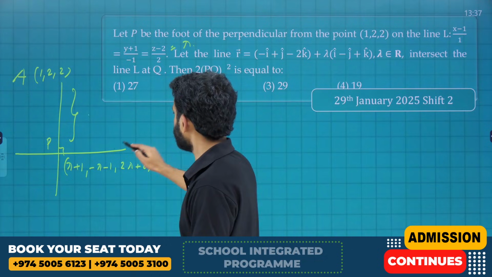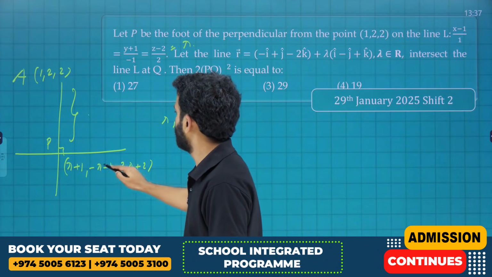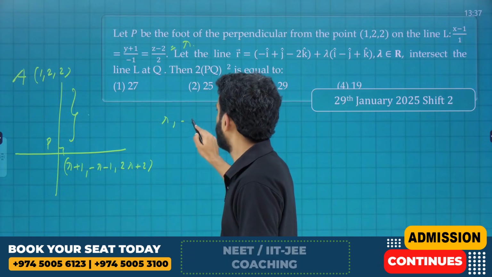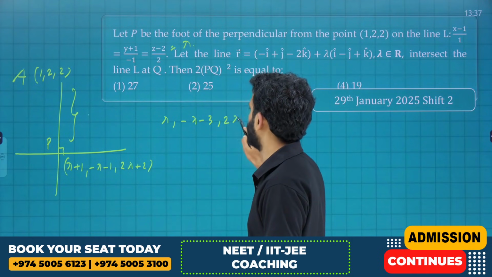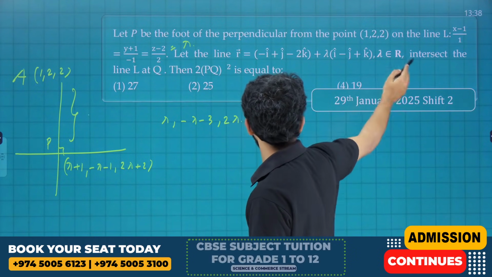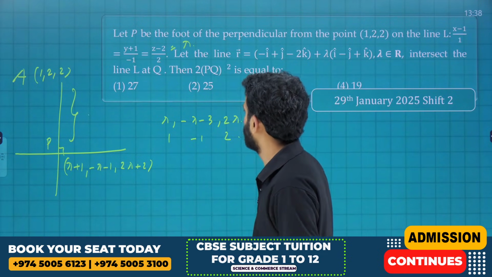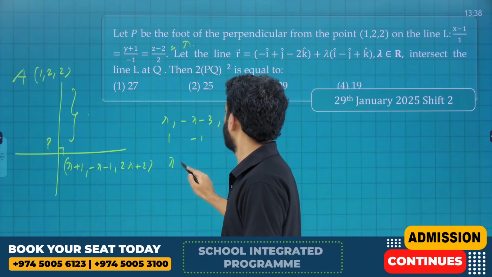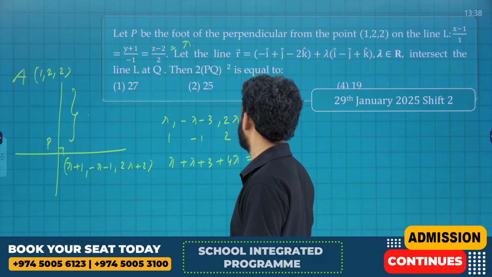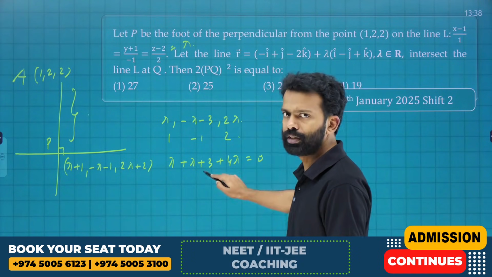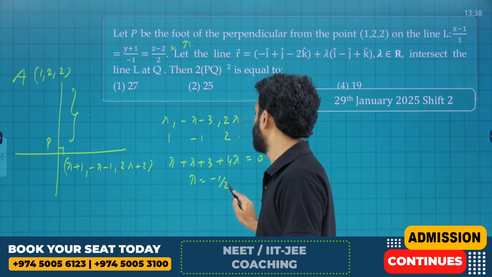That is lambda plus 1 minus 1, that is lambda. Minus lambda minus 1 minus 2 is minus lambda minus 3. 2 lambda plus 2 minus 2, that is 2 lambda. And it is perpendicular to the direction ratios of this line, that is 1, minus 1 and 2. Therefore, it becomes lambda plus lambda plus 3 plus 4 lambda, that is equal to 0. This is 6 lambda equal to minus 3, that is lambda is equal to minus 1 by 2.